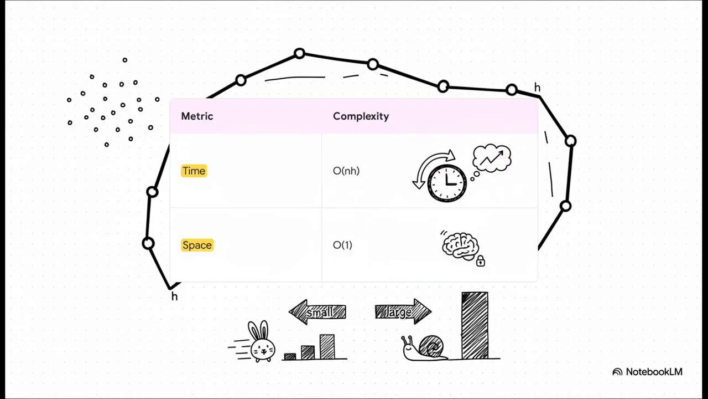Now, the performance here is what makes it so interesting. To find each point on the hull, let's say there are h of them, we have to scan all n points to find the next one. So the total time ends up being O of n times h. This is what we call output sensitive, because its speed literally depends on the size of the final answer. If h is super small, this algorithm is incredibly fast. But if h is big, it can really slow down. But check out the space complexity. O of 1. It uses almost no extra memory, which is a huge win.